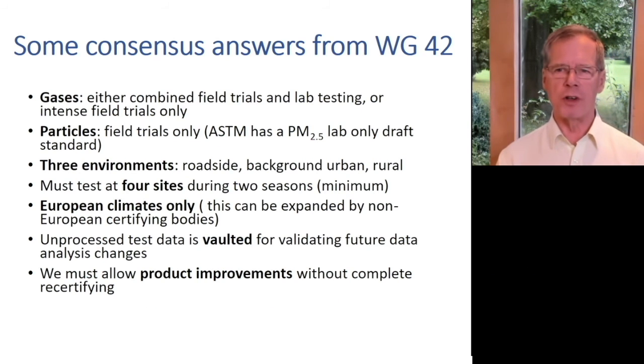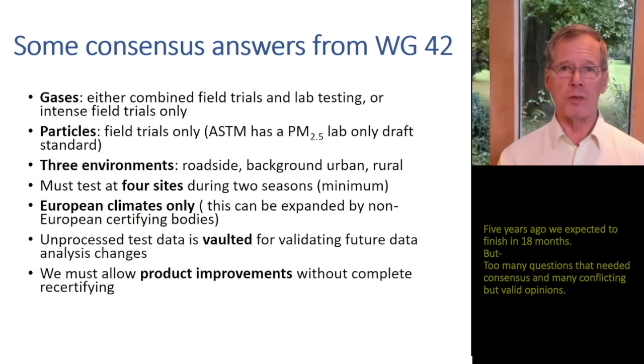What have we decided from Working Group 42? First, we're going to use both field and lab trials when validating gases, but we'll only use field trials for particles, although ASTM uses only lab trials. And we're going to test in three environments: roadside urban, background urban, and rural. And we must test at 4 sites during 2 seasons. So testing just in the winter in the Arctic is unfair. The scope of CEN TC 264 Working Group 42 is European climates only. However, it is written to be expanded to other climates, and in an annex we discuss that.